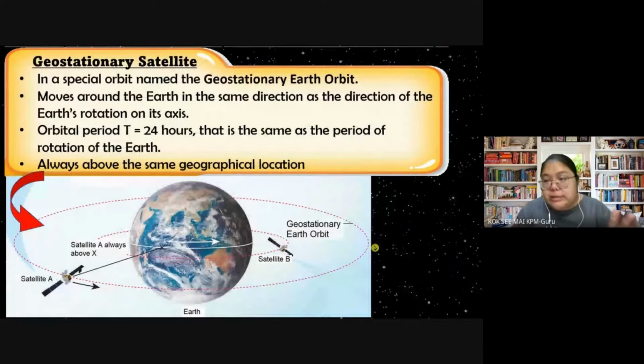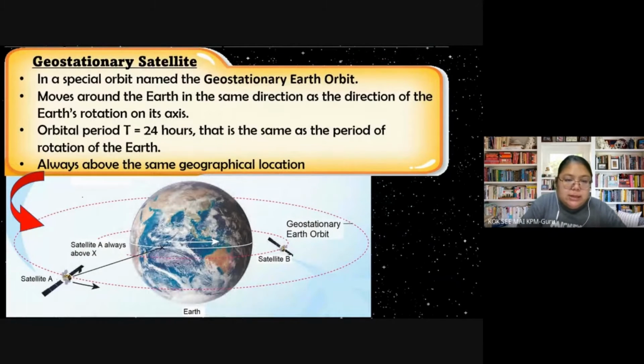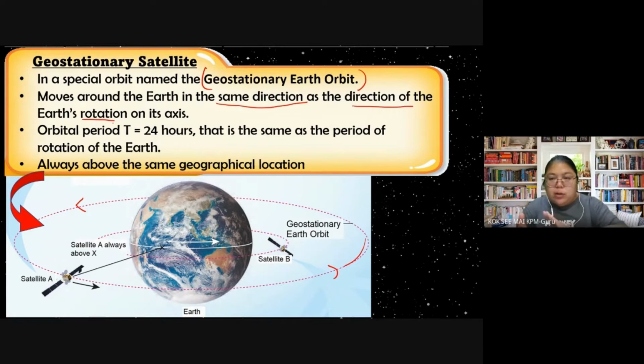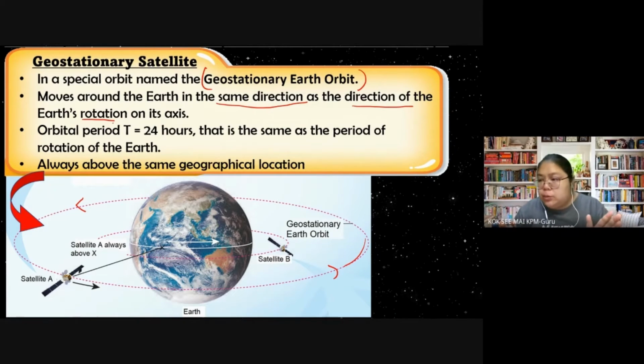We're going to see the geosatellite first. A geosatellite is in a special orbit, which we name the geosatellite orbit. The circular or elliptical shape orbit around the Earth, we call the geosatellite orbit. It moves around the Earth in the same direction as the Earth rotates. So if the Earth rotates clockwise, they also rotate clockwise. Exactly the same as the Earth's movement, every direction is the same.